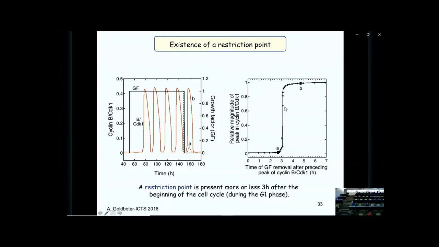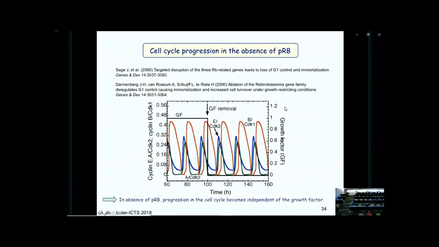What happens in the absence of retinoblastoma protein? If we remove the growth factor in the absence of PRB, we see that oscillations continue. And this can be related to observations showing that when the PRB protein is lacking, then the cell can proliferate nevertheless, which corresponds to immortalization.